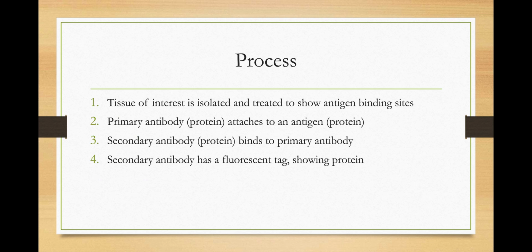Now, the process of immunohistochemistry will be described. First, a tissue of interest is extracted from the organism and prepared to be in an isolated form with no contaminants. At the same time, molecular processes occur to prepare antigen binding sites on the surface of the tissue. Next, a primary antibody is added to the tissue that can bind to the antigen binding sites.